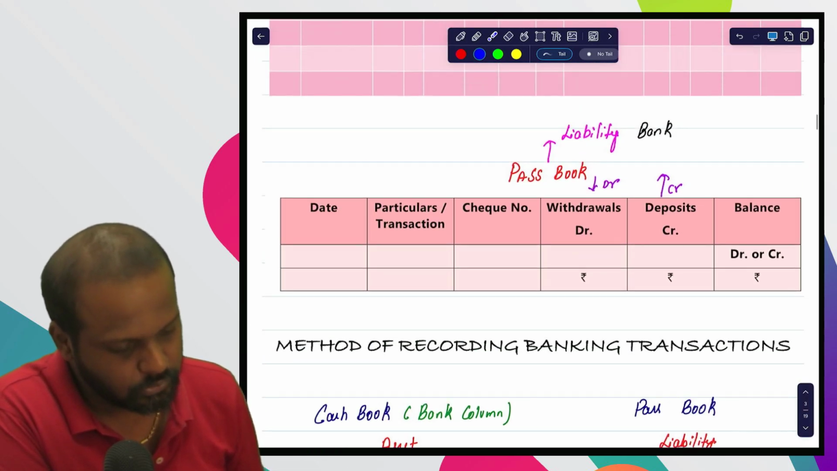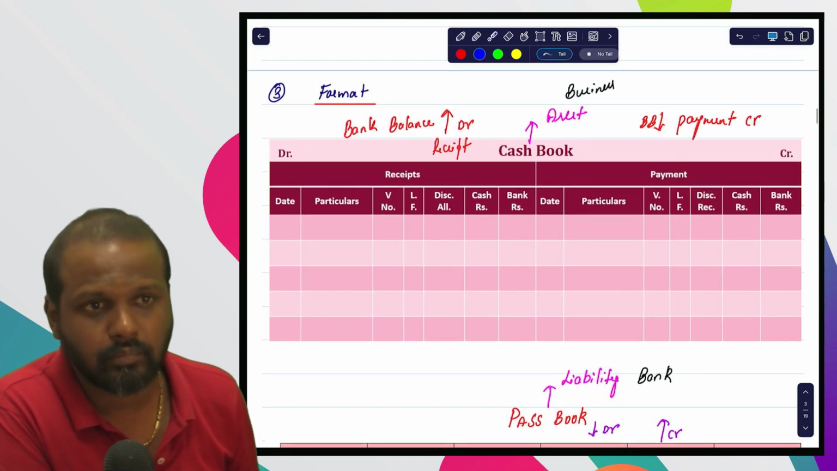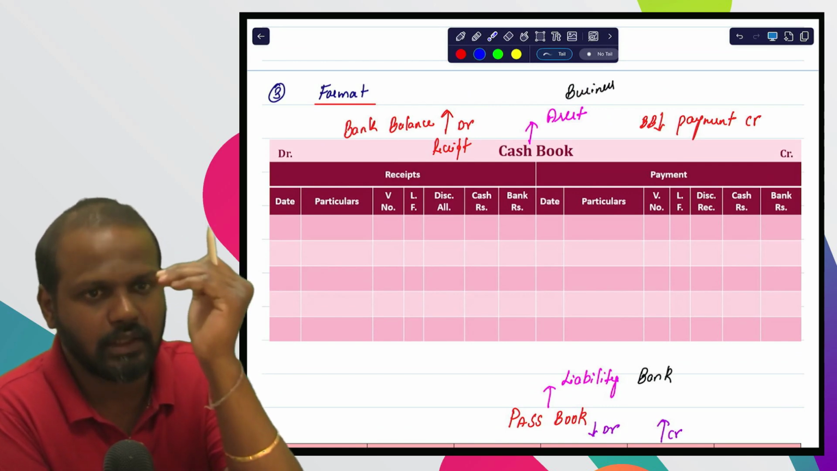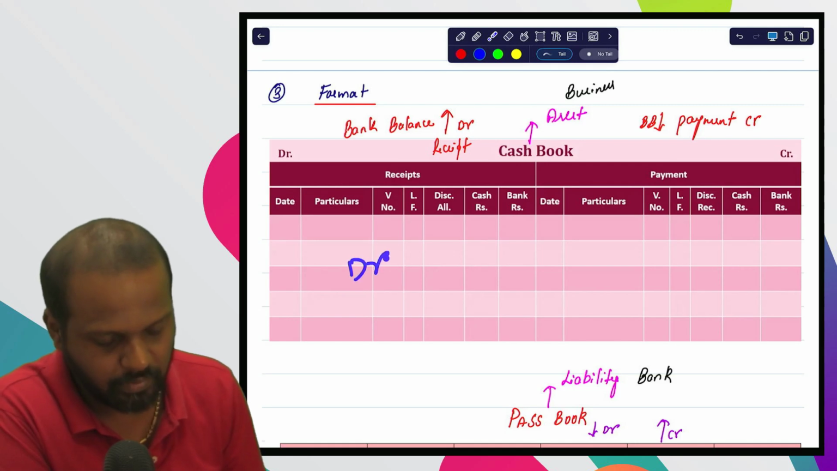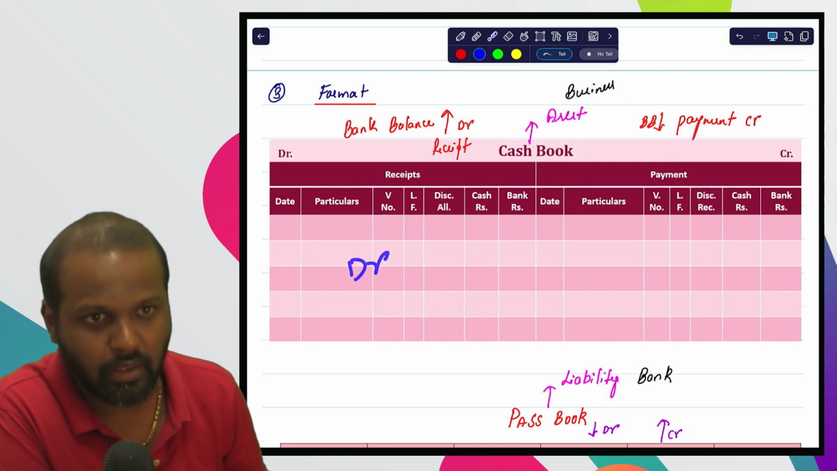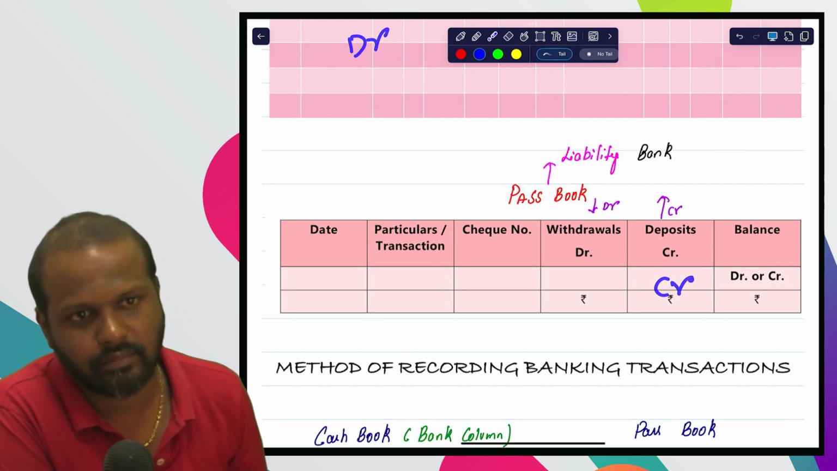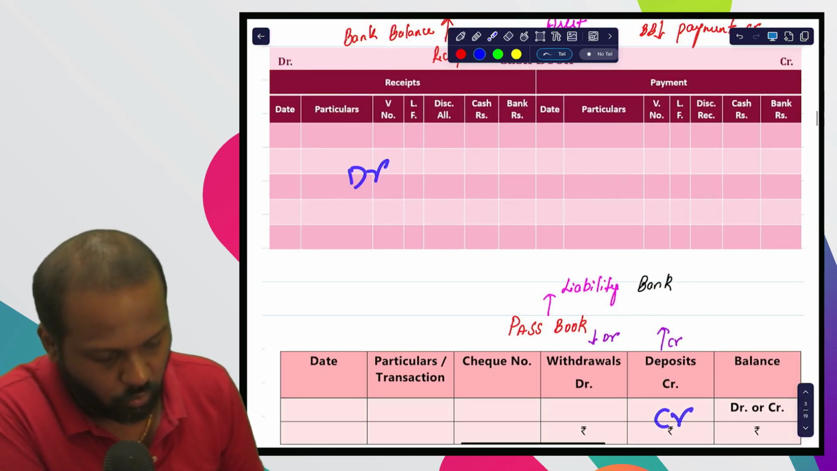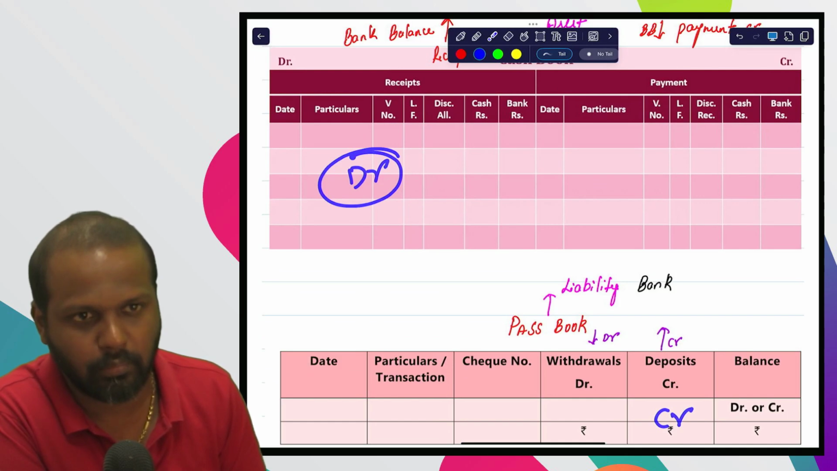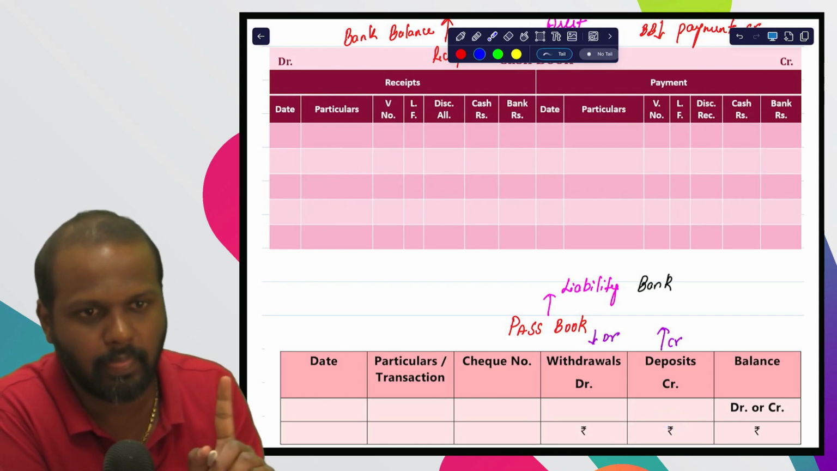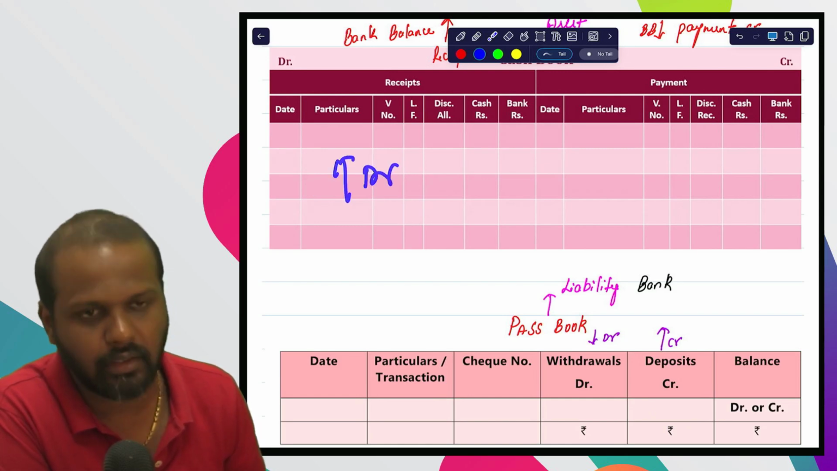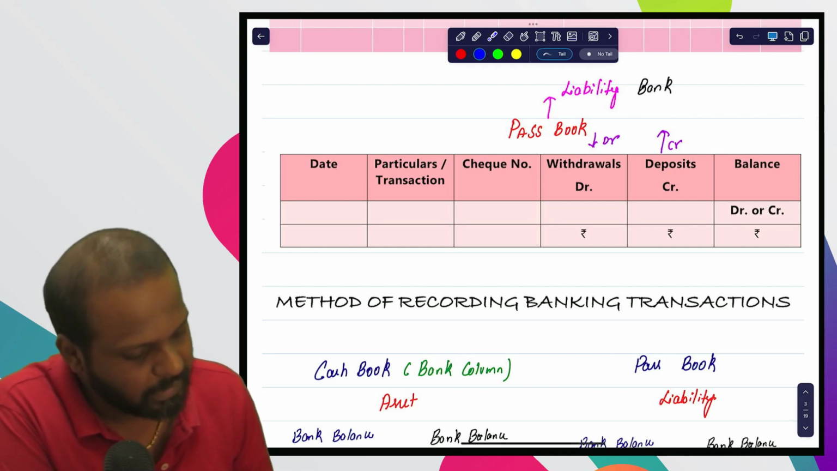So by this you have understood the conclusion we can get: whenever bank balance increases, we do debit, because asset increases, debit. But bank people will do credit, because for them it's a liability. Liability increases, credit. So what we write on the debit side of the cash book, bank column, I'm talking only about the bank column in this chapter. Whenever bank balance increases, we write on the debit side in the bank column, and in the passbook it is written on which side?